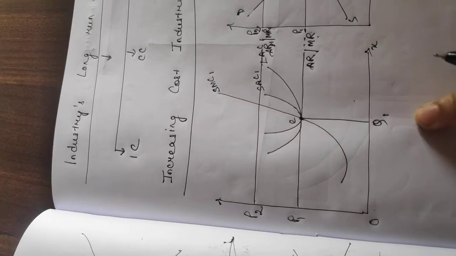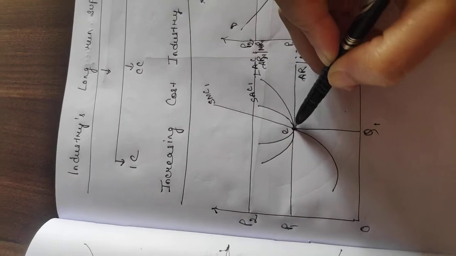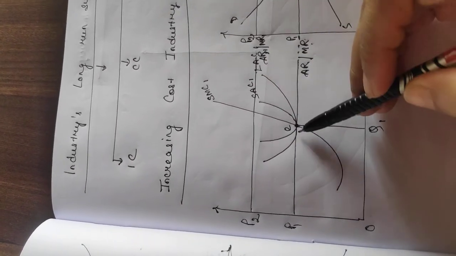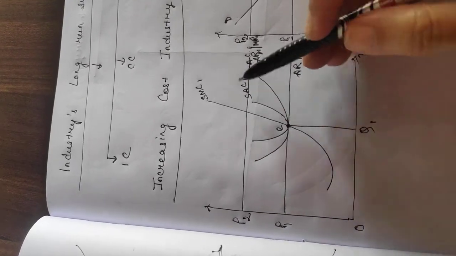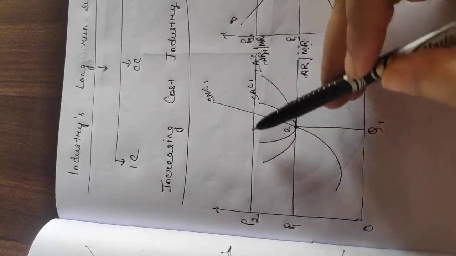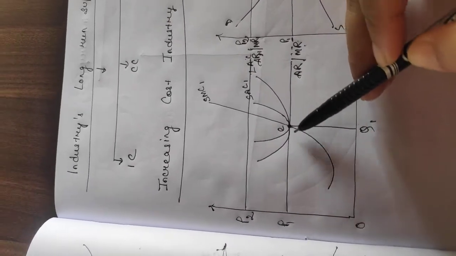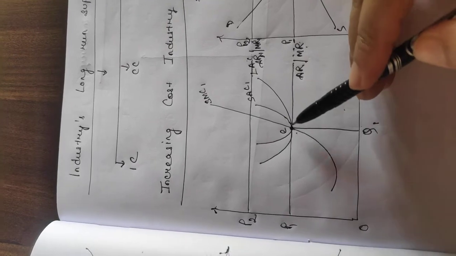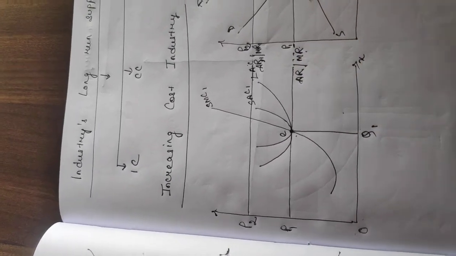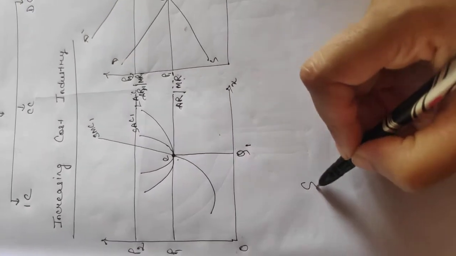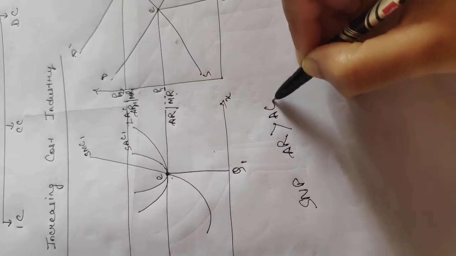But at this particular price, since your AR is more compared to your AC, see, this is your AR curve and this is your AC curve. The minimum point of AC is this and this is your AR. So if your revenue is more, that is, if your AR is more compared to your AC, the firm is earning supernormal profit at OP1 price, because we know that a firm earns supernormal profit when its AR is greater than its AC.